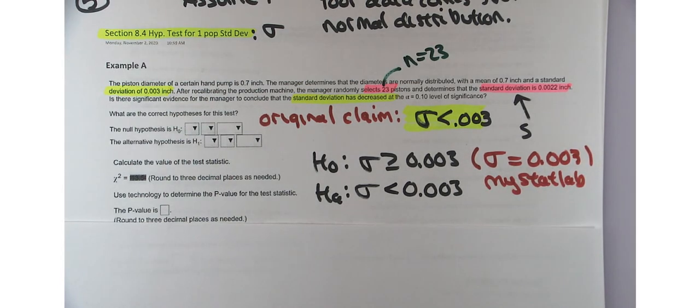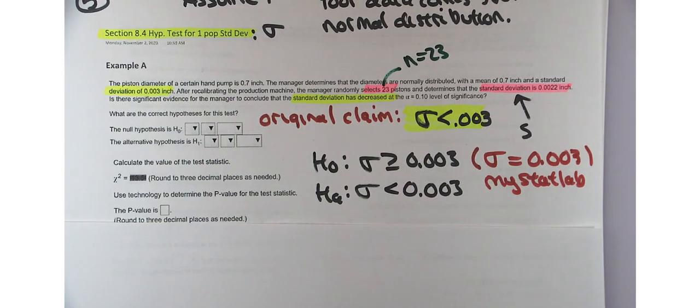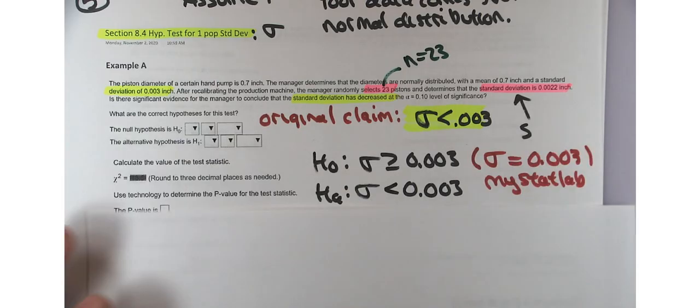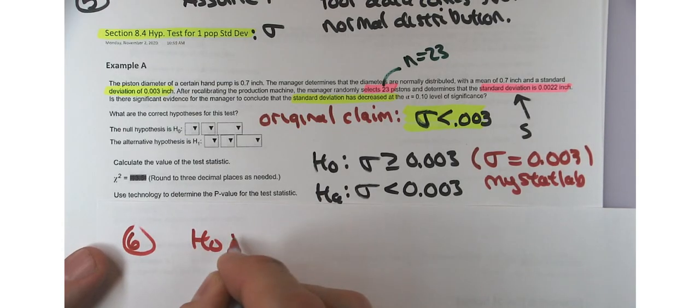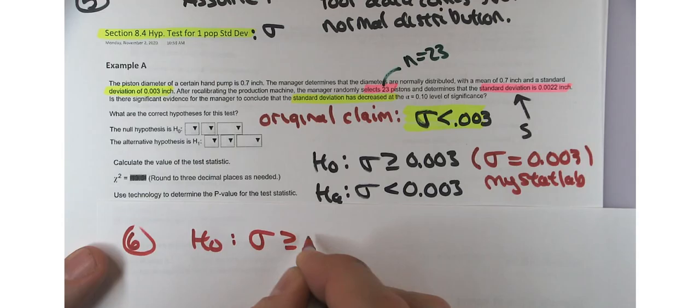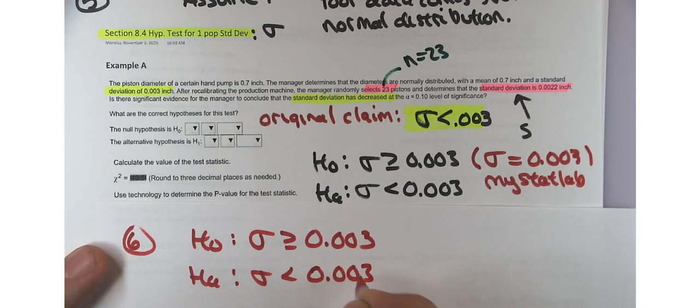I think it's just a little easier for you to think about it this way, but obviously they don't exactly agree with me. Let me transfer that over to here. So we got H0, sigma is greater than or equal to 0.003, and then HA, sigma is less than 0.003.